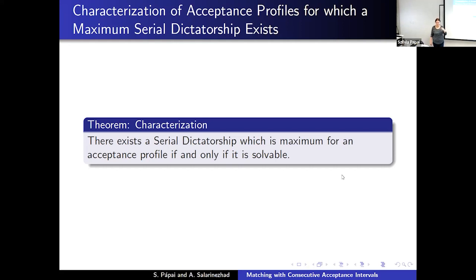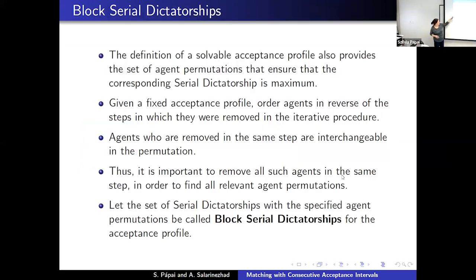One direction, the easy direction, should be relatively intuitive. As we remove those flexible agents, we go in a backward order. The first flexible agent that we remove can go last in the permutation. And if we have a flexible agent after that in the next step, then that agent can go before that agent, and so on. This way we can figure out all the agent permutations which work. We call these block serial dictatorships.